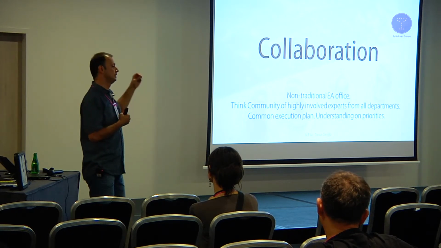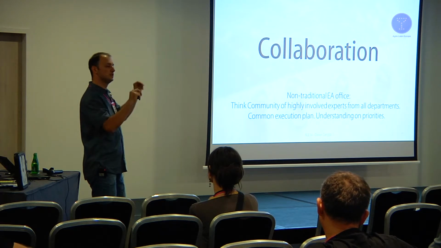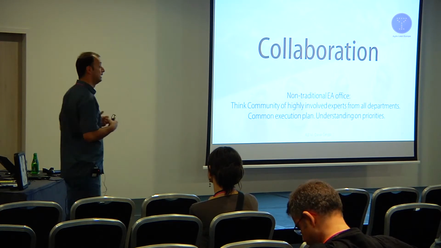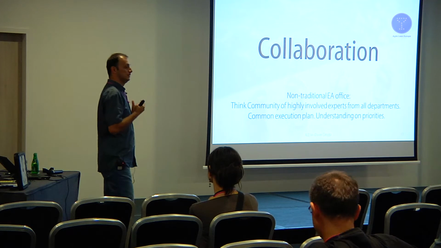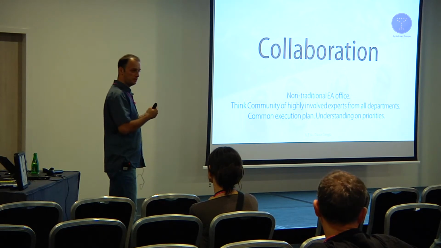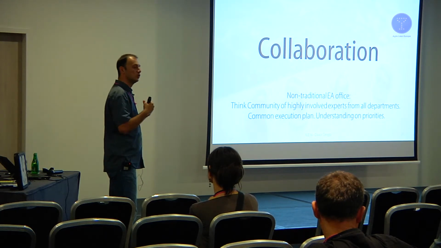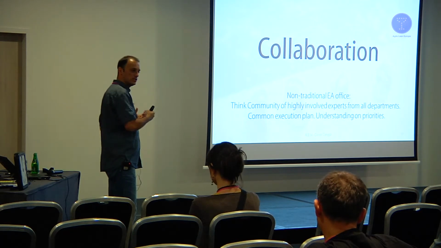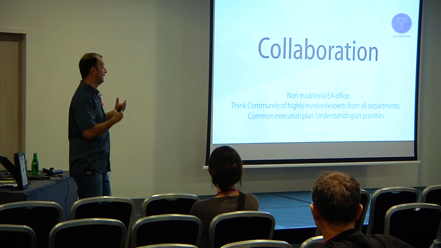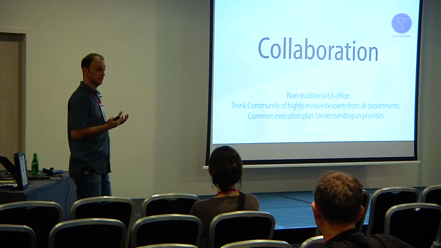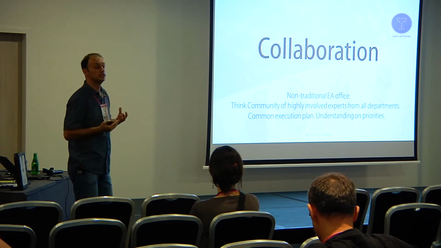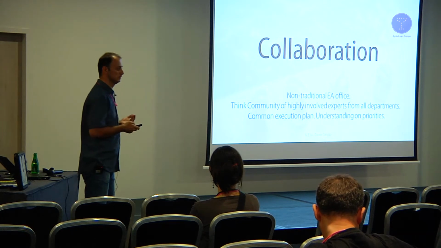A traditional enterprise architecture office is enterprise architects and some stewards who deal with certain technical aspects, data or security or something. Now we have an enterprise architecture office which is more like a community of business people, people who know a lot about legislation, about the processes, and we finally have them in the same place. And we finally can have a common execution plan, simply by putting them together. And we finally can have an understanding on priorities, because everybody now talks.